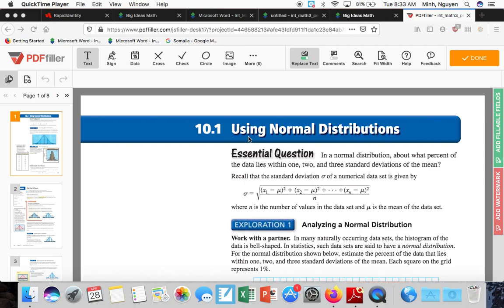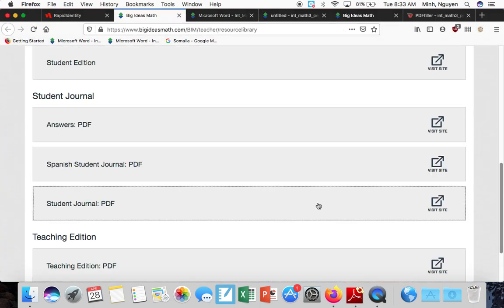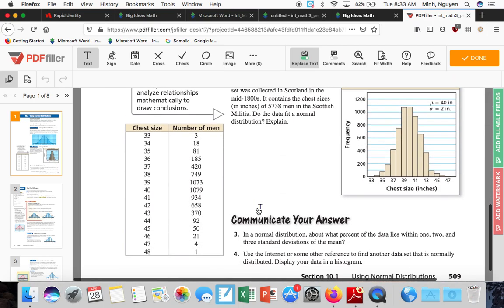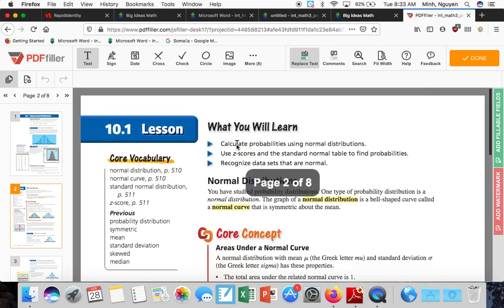Today we're starting chapter 10, which is the stats chapter of this course. Section 10.1 is using normal distributions, and we're going to start off with what you're going to learn today. Calculate probabilities using normal distributions, and that normal is an important definition we'll get to. Use z-scores in the standard normal table to find probabilities, and recognize data sets that are normal.